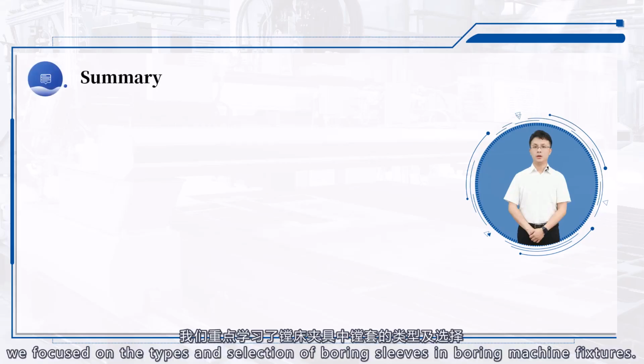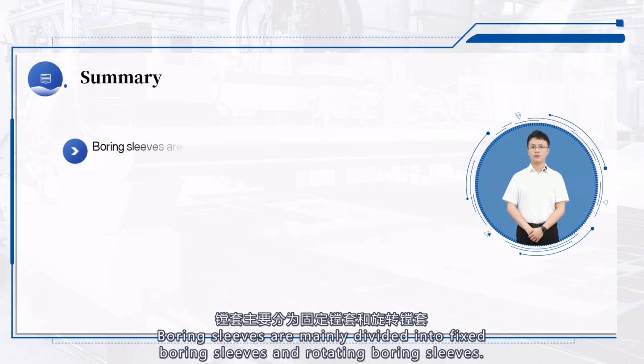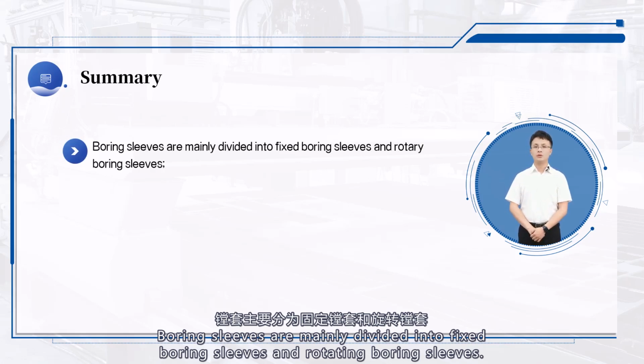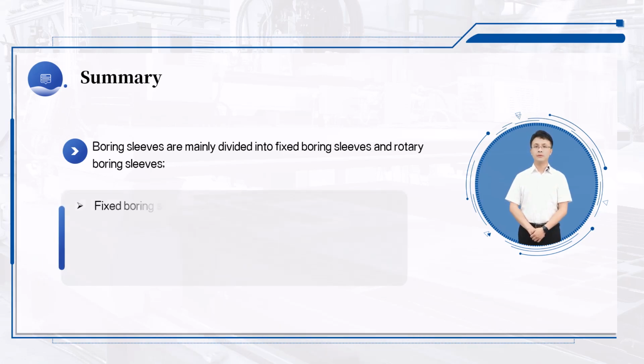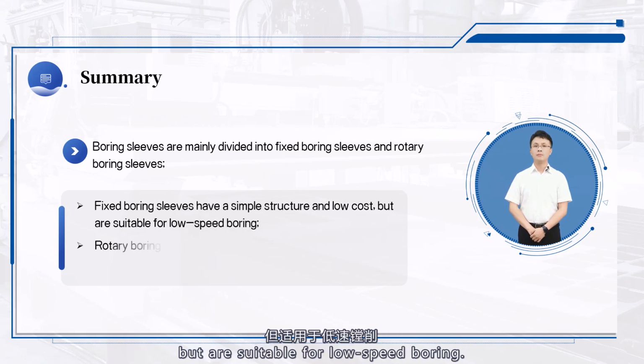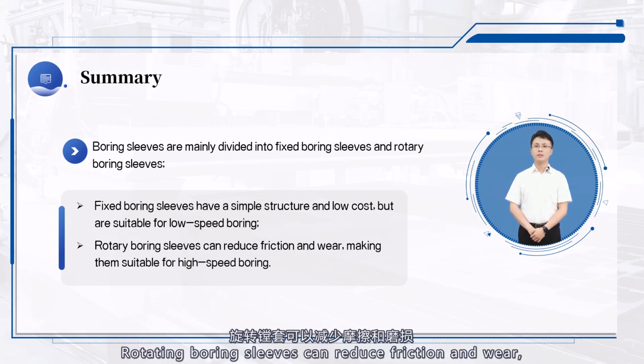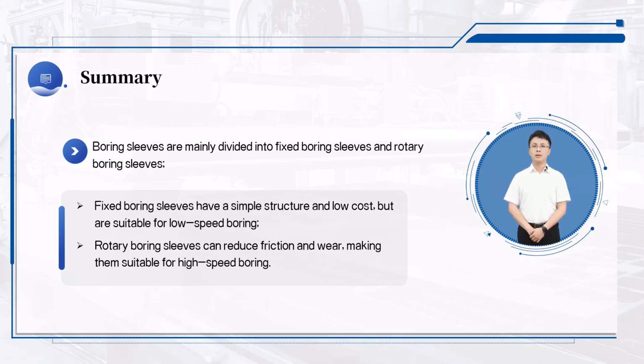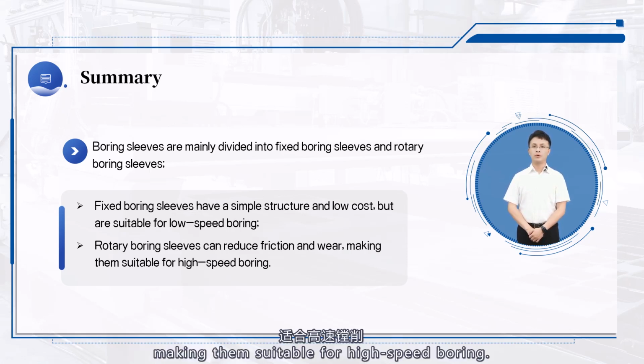In this lesson, we focused on the types and the selection of boring sleeves in boring machine fixtures. Boring sleeves are mainly divided into fixed boring sleeves and rotating boring sleeves. Fixed boring sleeves have a simple structure and low cost, but are suitable for low-speed boring. Rotating boring sleeves can reduce friction and wear, making them suitable for high-speed boring.